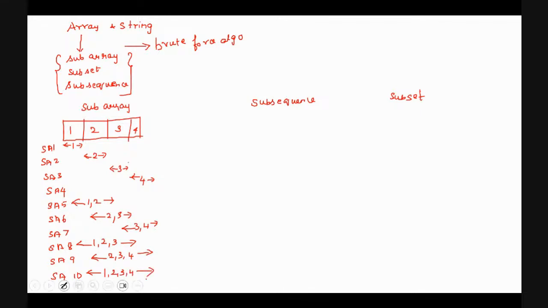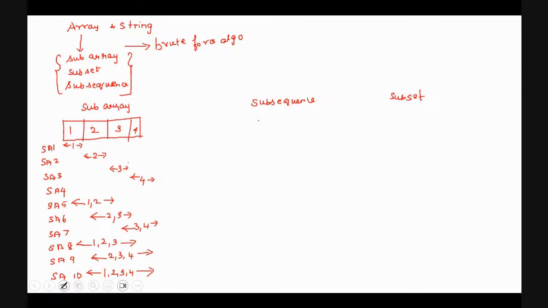This is how you have to form your subarrays. So all the elements in the subarrays will be consecutive elements from the original array. This is how your subarrays will be formed. So now, how is my subsequence formed? Your subsequence will be a sequence which is derived from the array by deleting some or no elements without changing the order of your remaining elements.